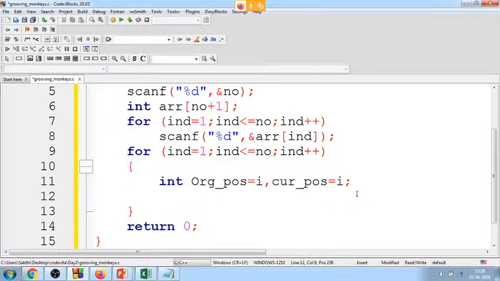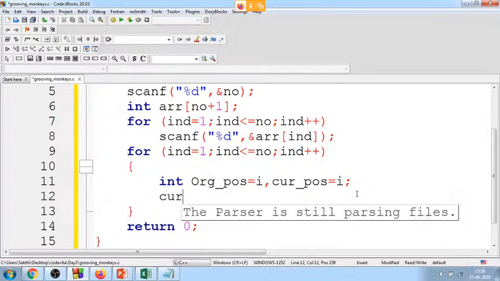Now I am going to apply a condition. What is my condition? My current position of original position. Let me explain you people. Okay, current position assign array of current position. This step is nothing but I am mentioning current position assign array of current position.